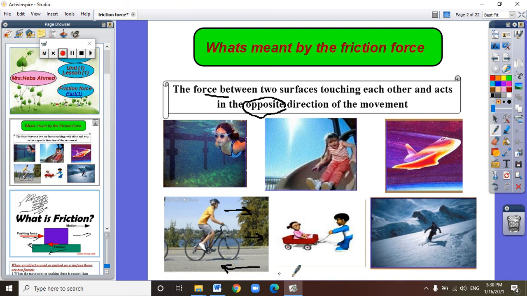Very good. Here this boy is sliding on the ice, so his motion force, or movement force, will be in this direction. So the friction force will be in which direction? Very good, in the opposite direction of the movement. So don't forget, the friction force is the force between two surfaces touching each other, and it acts in the opposite direction of the movement.